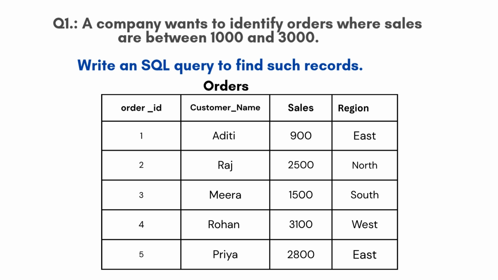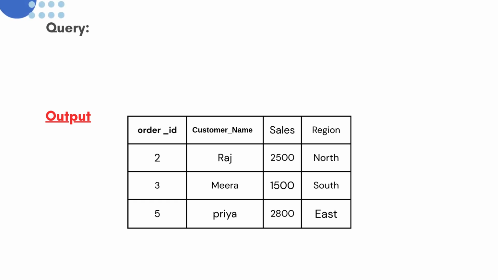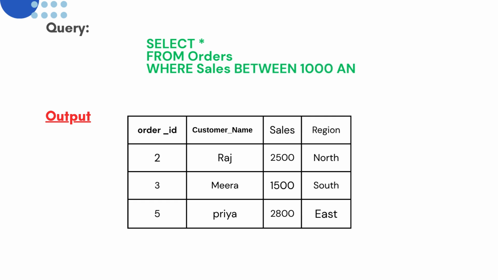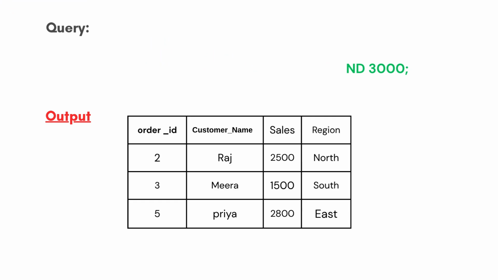So what will be the query? The query is select asterisk from orders where sales between 1000 and 3000. And this query will give the row number 2, 3 and 5. So in this case, between includes both boundary values 1000 and 3000. So it selects all records where sales are in that range.